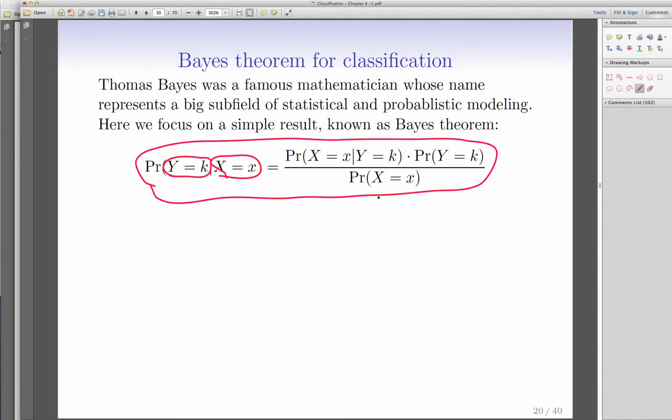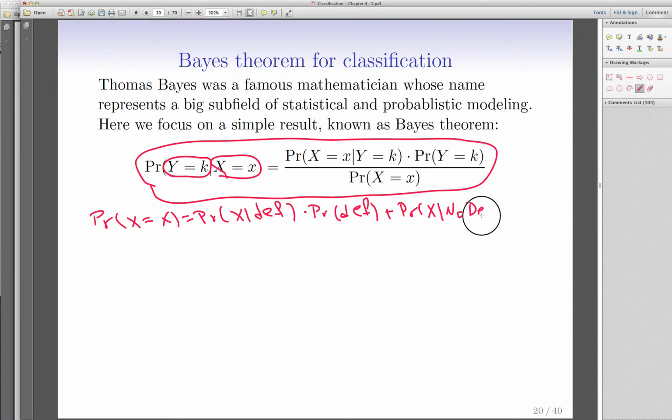Okay, so we can break down the probability of x, and maybe it's better that I do it here. So probability of capital X equal to lowercase x is probability of x given default, times probability of default, plus probability of observing such an x given no default, times probability of no default.